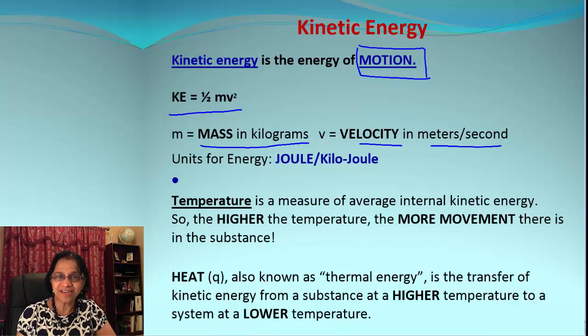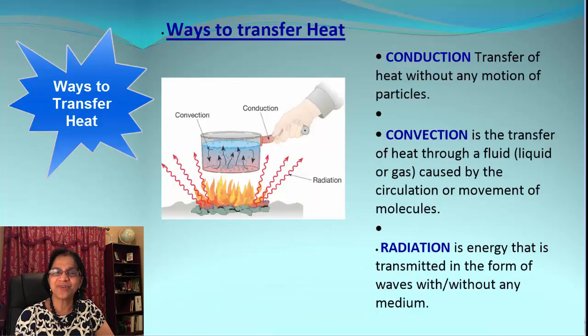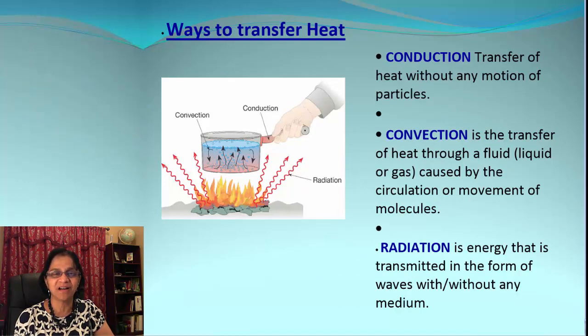Heat is also referred to as thermal energy, and transfer of kinetic energy will always take place from a higher temperature to a lower temperature. Alright, what are the different ways by which heat can be transferred from one place to another? Here are some examples: conduction, convection, and radiation. And the figure shown over here displays all those different modes.